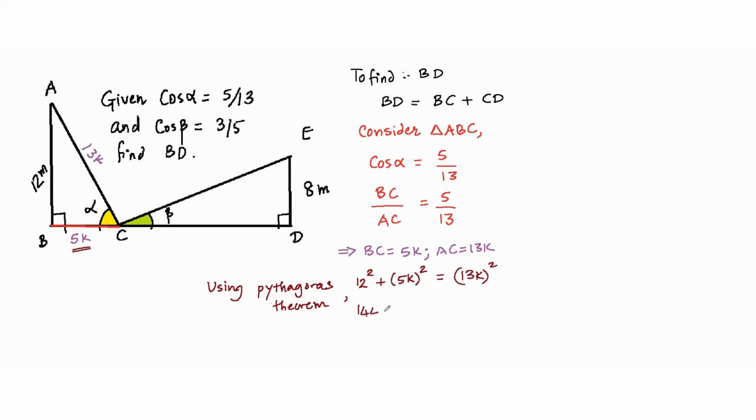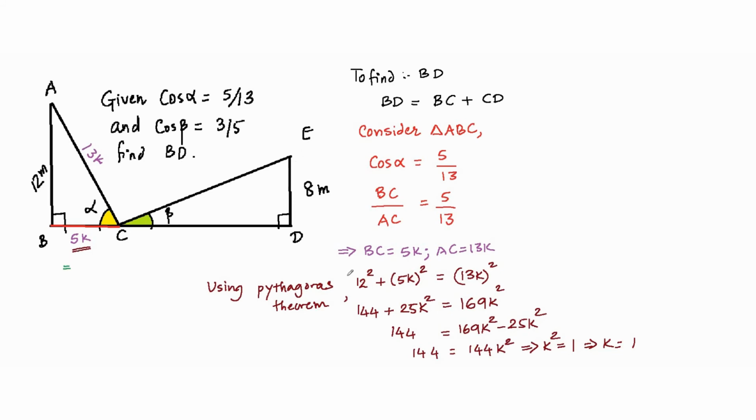So this means 144 plus 25k square is equal to 169k square. And therefore 144 equals 169k square minus 25k square, which means 144 is equal to 144k square. This implies k square equals 1 or k is equal to plus 1 or minus 1. But because lengths cannot be negative, I am going to discard the value of k as minus 1. So therefore this length is 5 into 1 because k is 1.